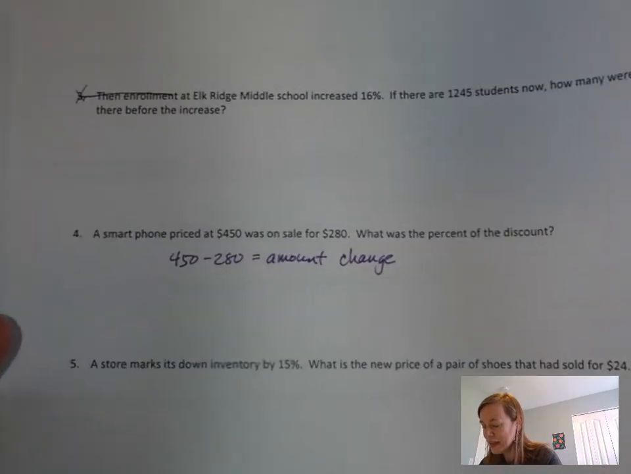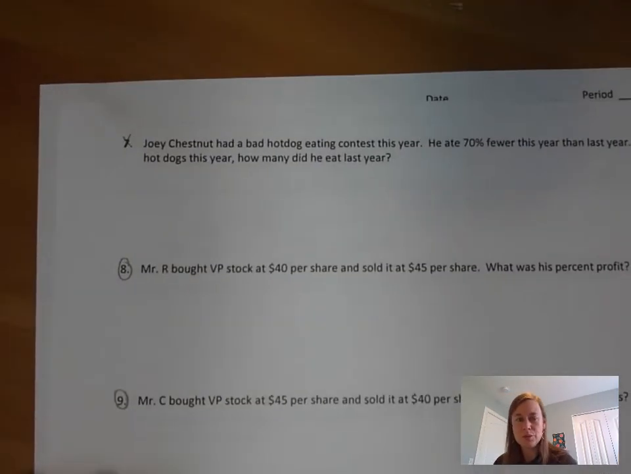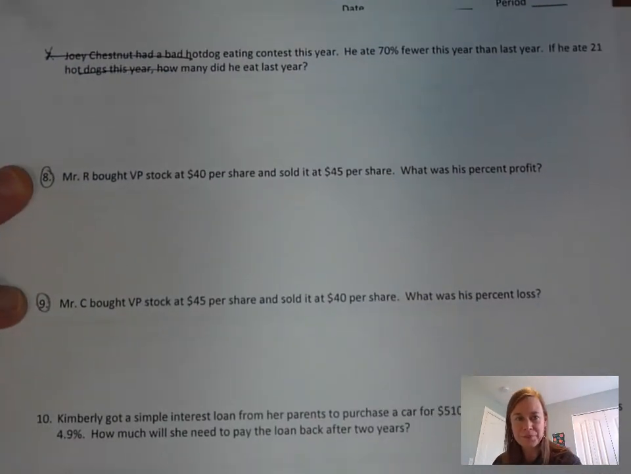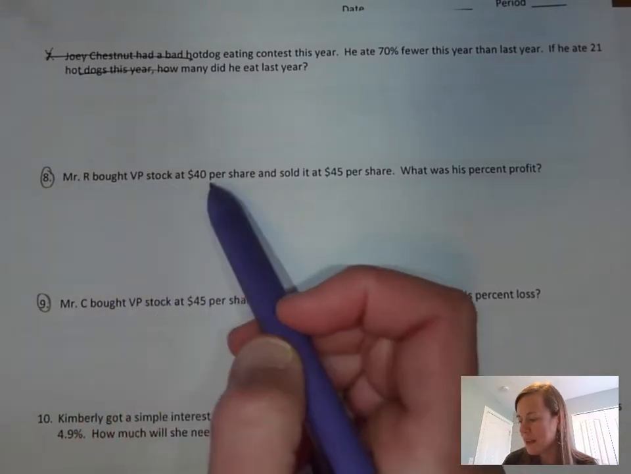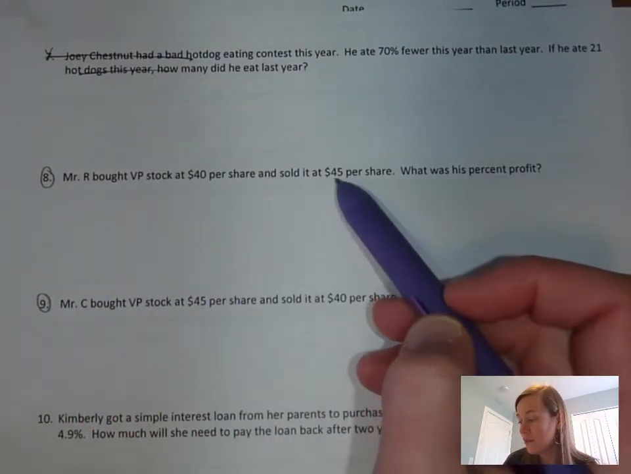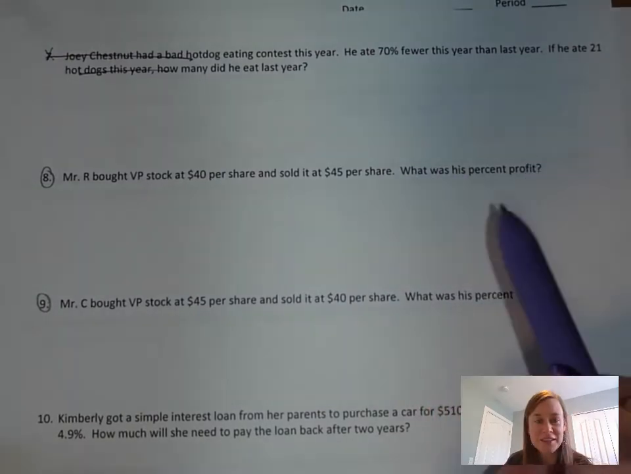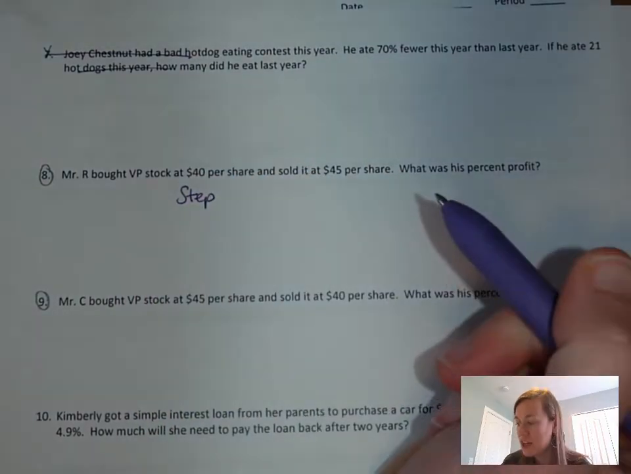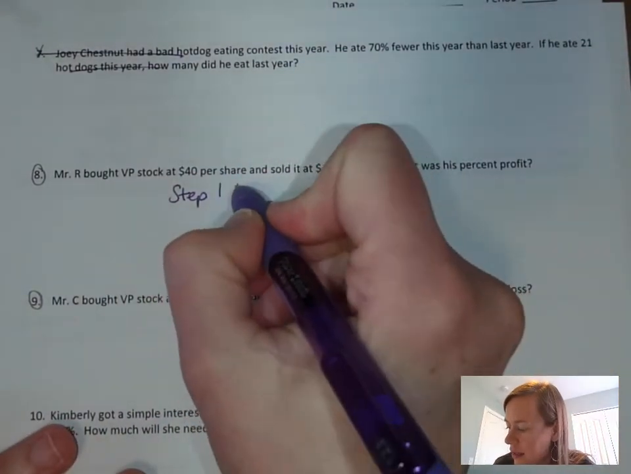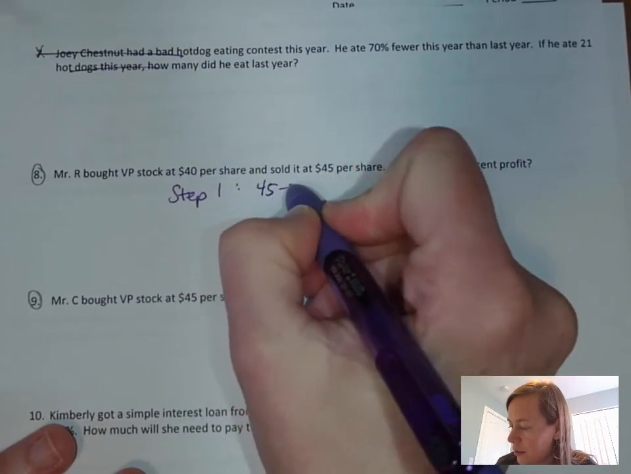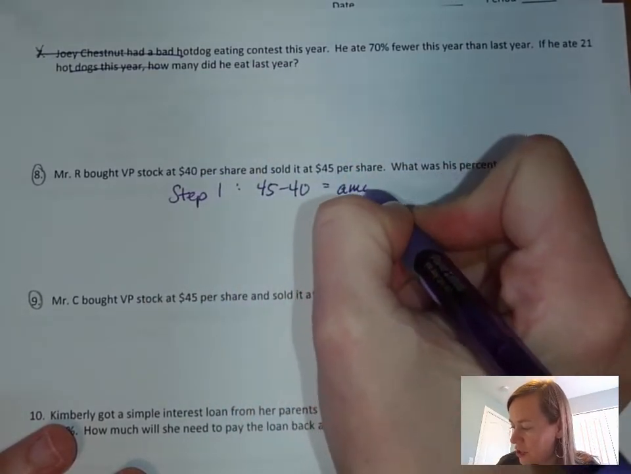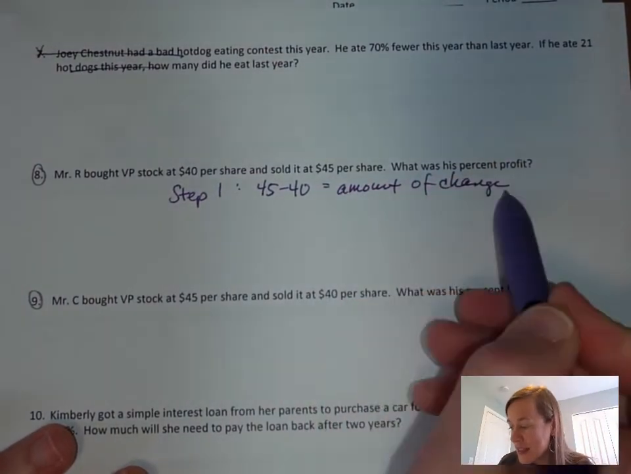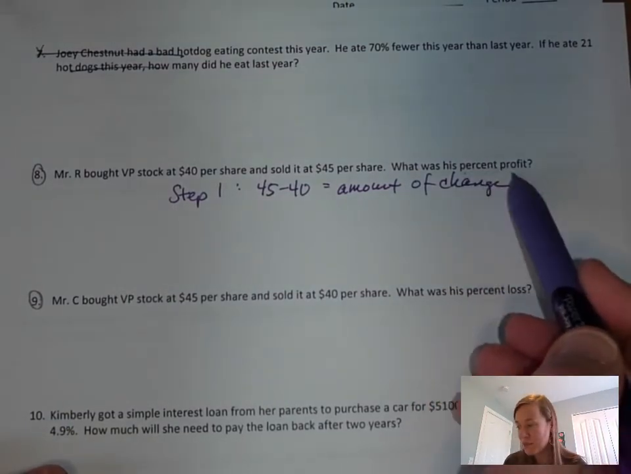So let's do that. Going over here, page 2, you're going to skip number 7 also. And let's take a look at number 8 and 9. Okay, Mr. R bought VP stock at $40 per share, and then he sold it at $45 per share. What was his percent profit? Just like I was saying in the other one, make sure your step 1 is to find the amount of change, in other words, the amount of profit. And that is going to be calculated by doing 45 minus 40. That's going to equal your amount of change. Then use this number in your equation to figure out the percent profit.